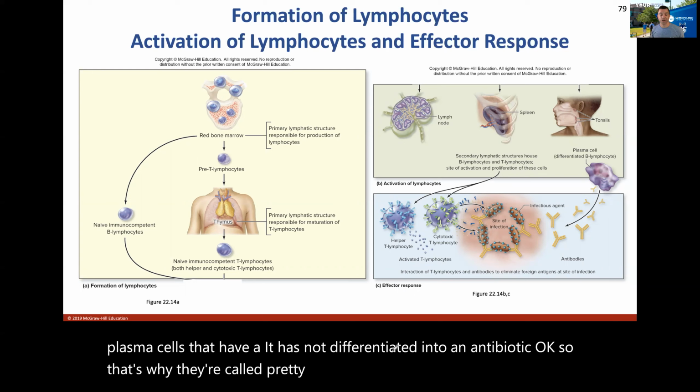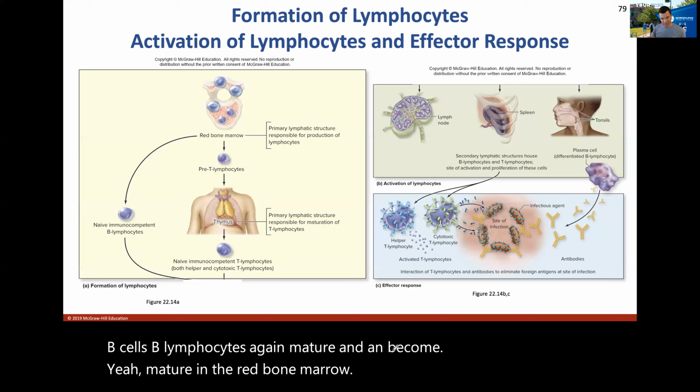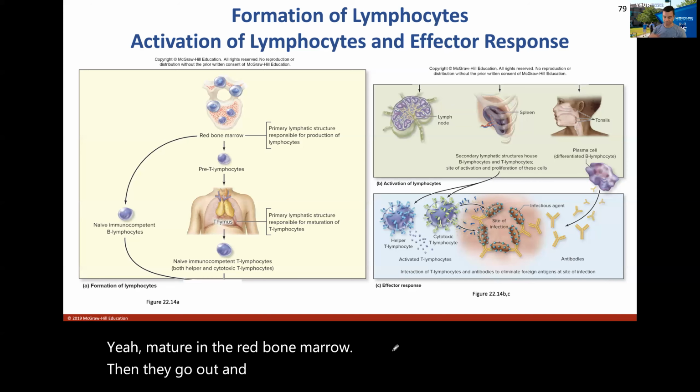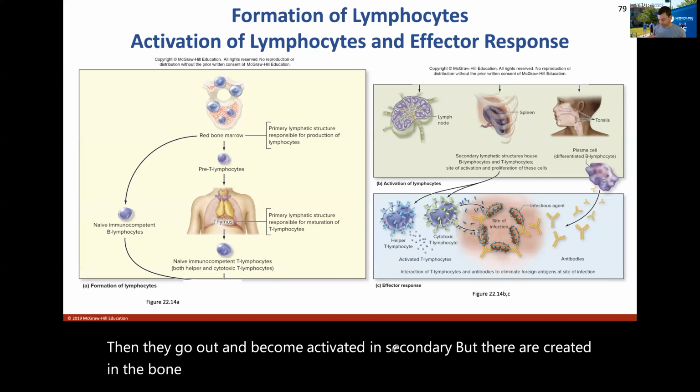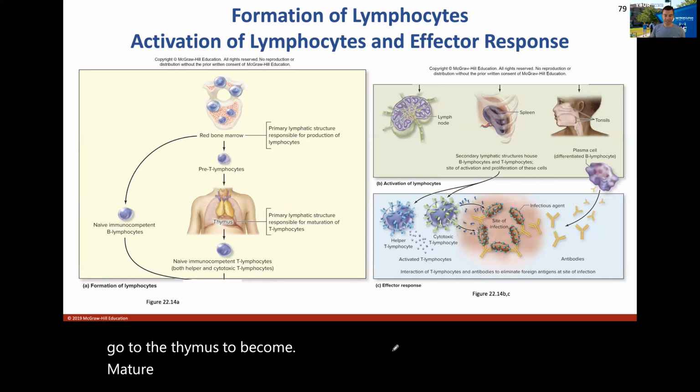But those are the primary structures. B cells, B lymphocytes, again, mature in the red bone marrow. Then they go out and become activated in secondary structures, but they're created in the bone marrow. T cells start in the bone marrow, but then they go to the thymus to become mature, okay? Hence B and T, all right?